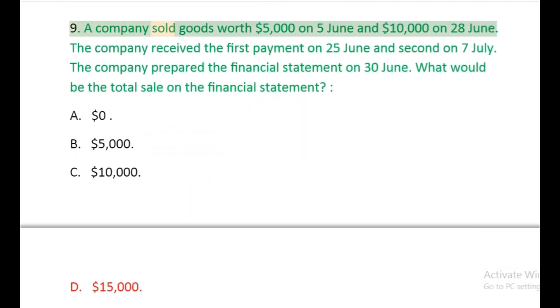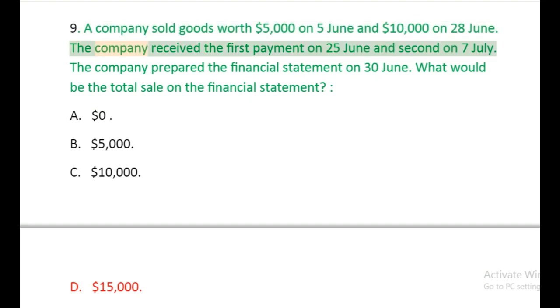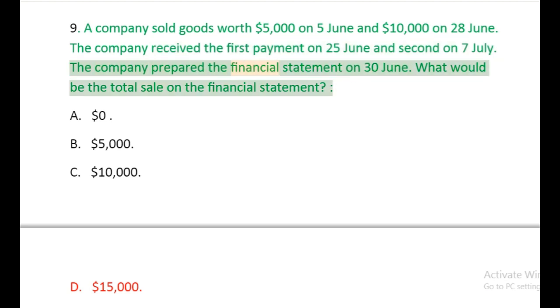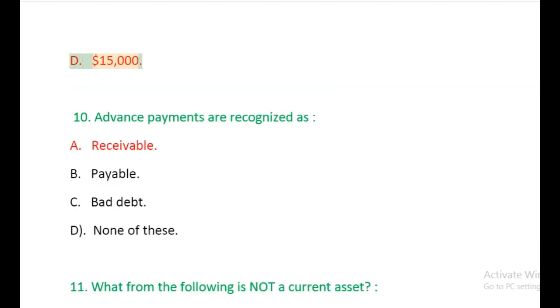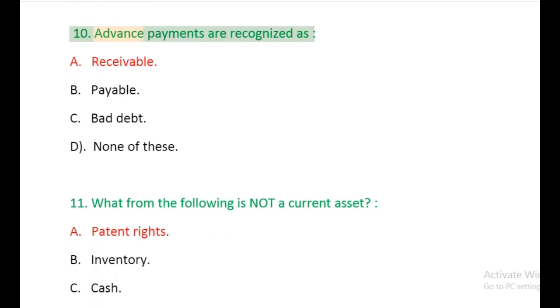9. A company sold goods worth $5,000 on the 5th of June and $10,000 on the 28th of June. The company received the first payment on the 25th of June and second on the 7th of July. The company prepared the financial statement on the 30th of June. What would be the total sale on the financial statement? A. $0, B. $5,000, C. $10,000, D. $15,000. 10. Advance payments are recognized as A.